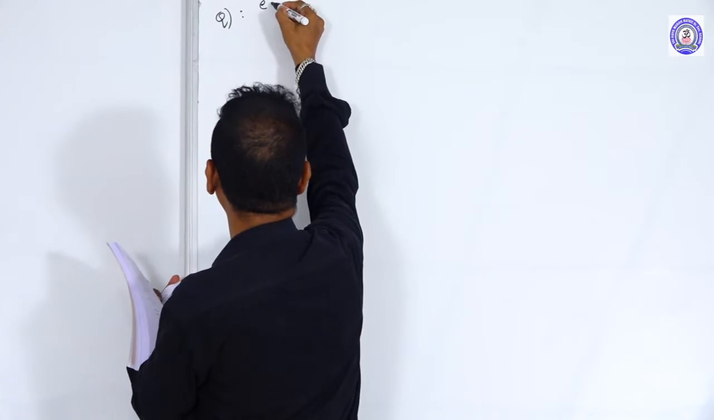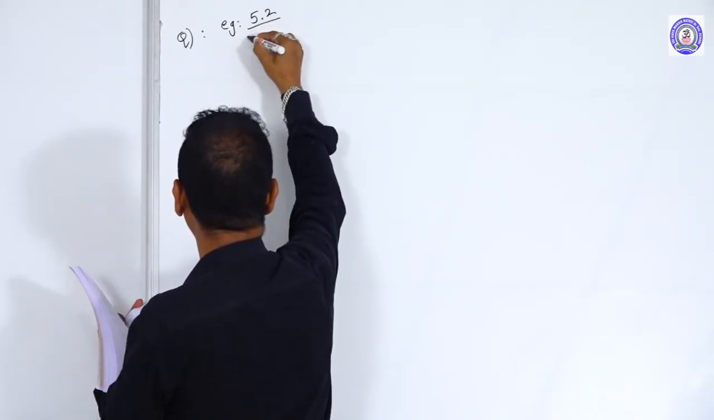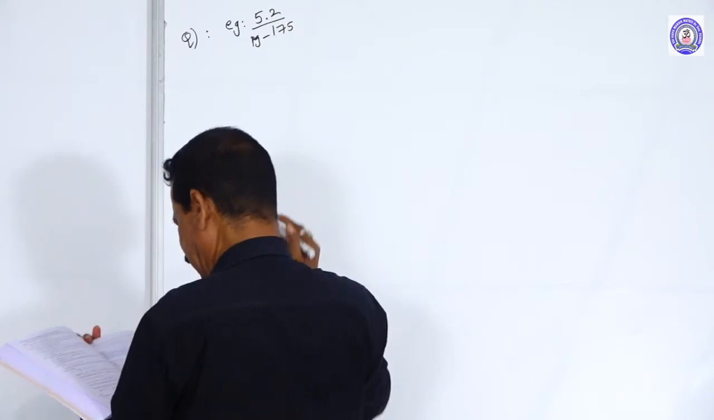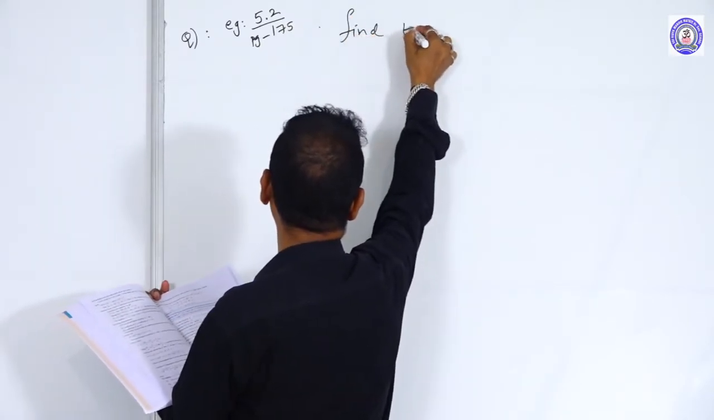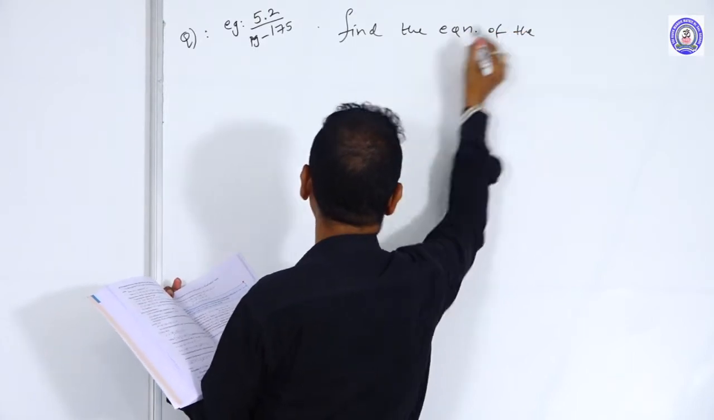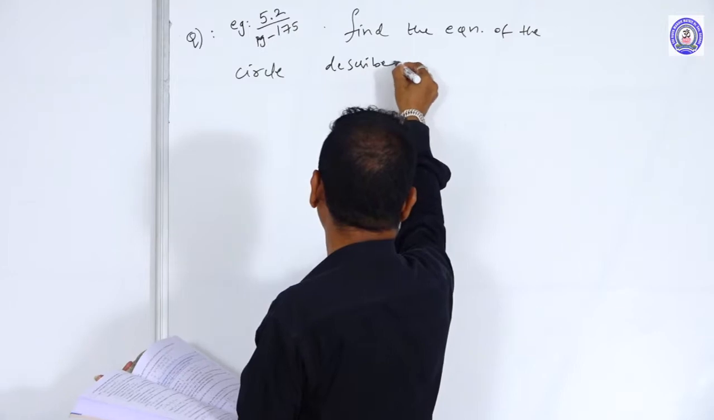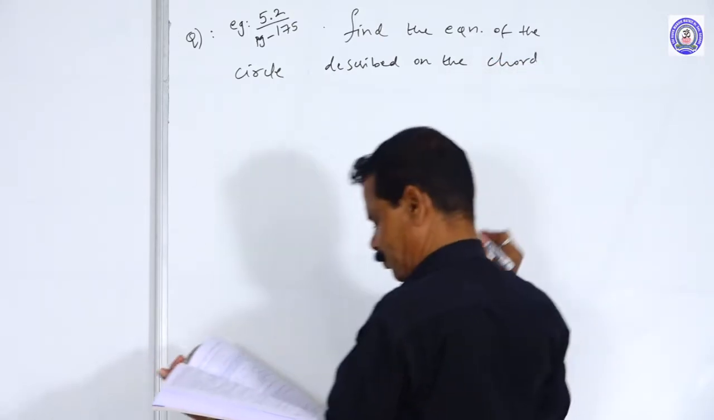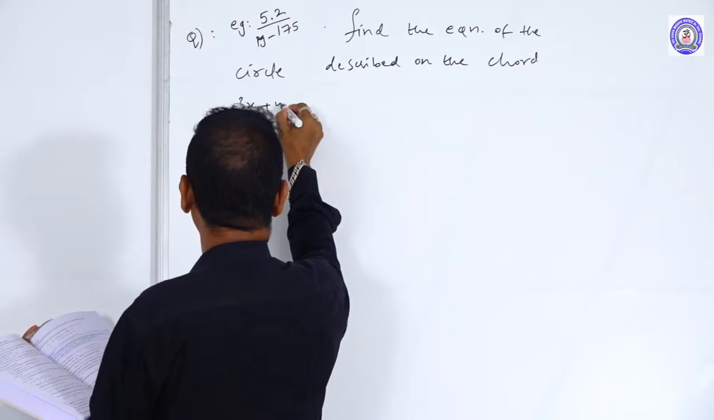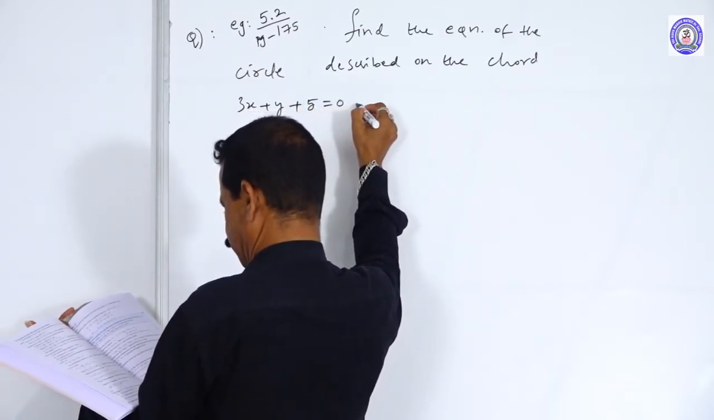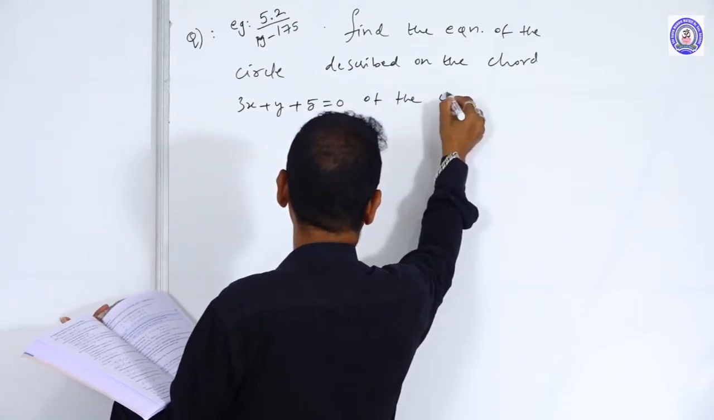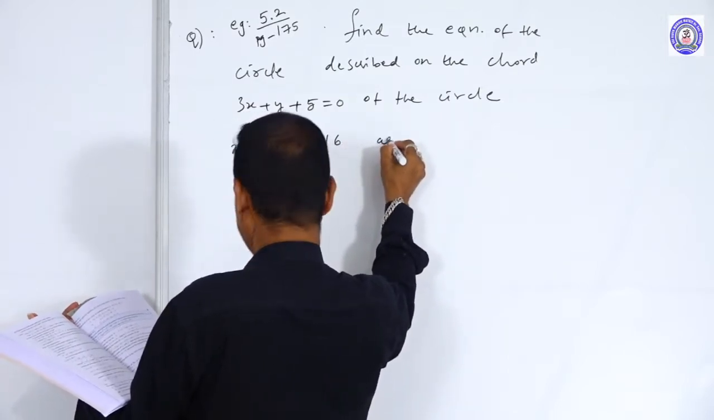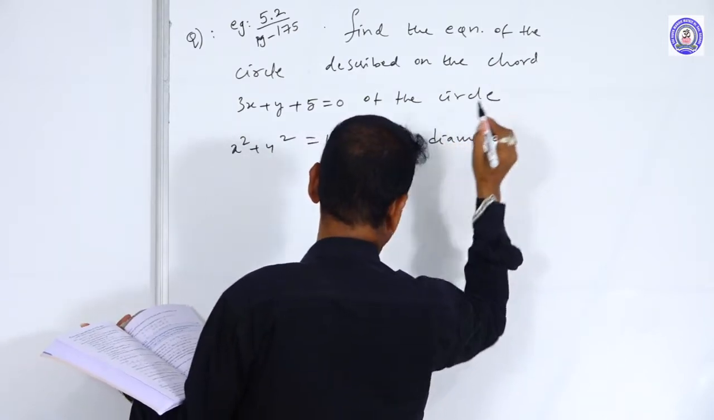Example 5.2, page number 175. Find the equation of the circle described on the chord 3x plus y plus 5 is equal to 0 of the circle x square plus y square is equal to 16 as diameter. This is the question.